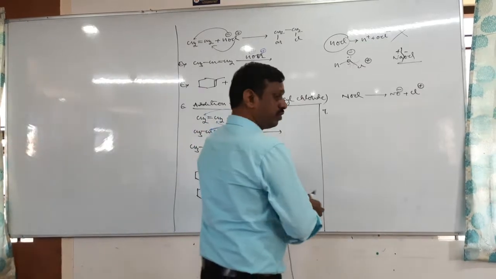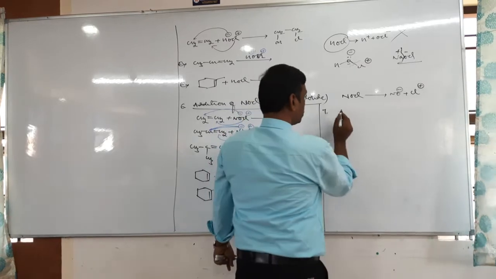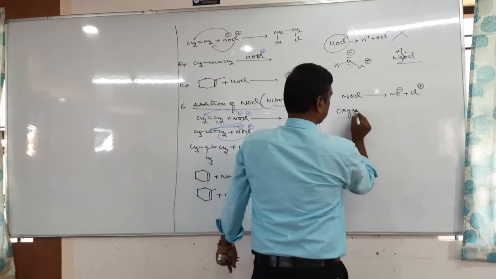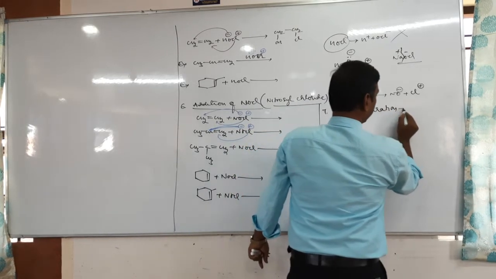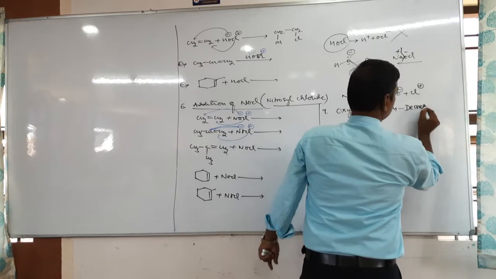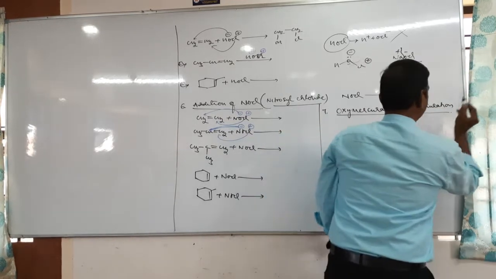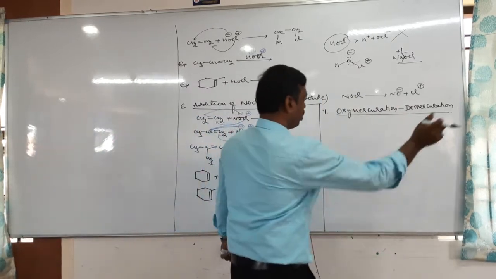Next, the seventh one, oxymercuration, demercuration. So what is oxymercuration, demercuration?